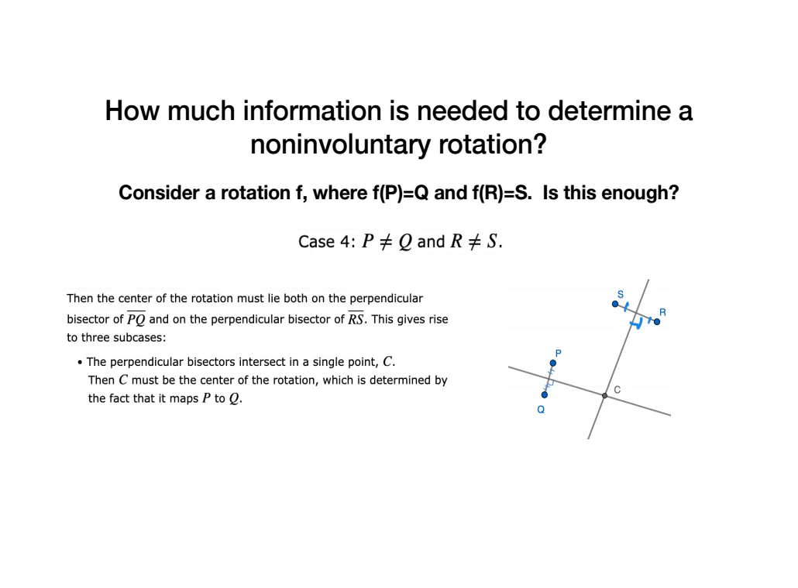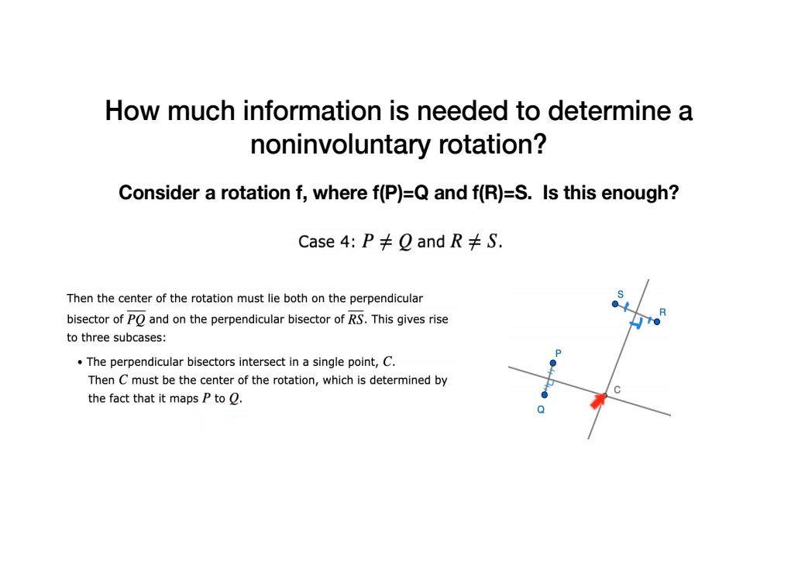So that is the perpendicular bisector there. So again, this gives rise to 3 subcases. So let's look at the first one. The perpendicular bisectors intersect in a single point C, just like what I've drawn here. Then C must be the center of rotation, which is determined by the fact that it maps P to Q.